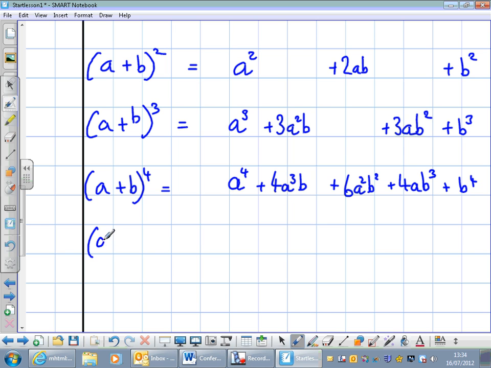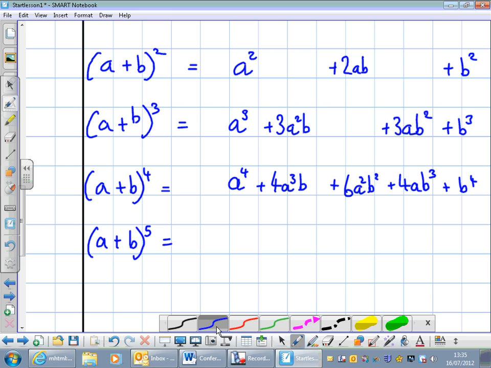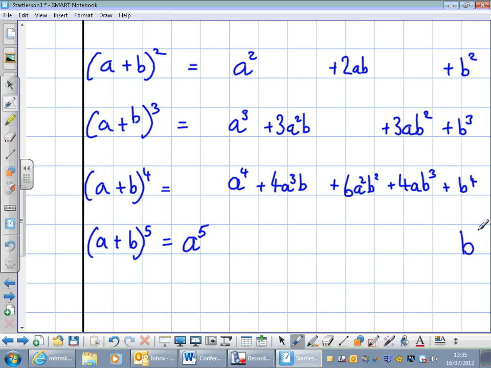What we're going to do is try and hypothesize or conjecture or guess what this might be. And then we're going to check if our conjecture is correct. Any ideas then in the audience? What would be the first term were I to expand that? A to the power 5, yeah. And what would be the last term? B to the power 5.